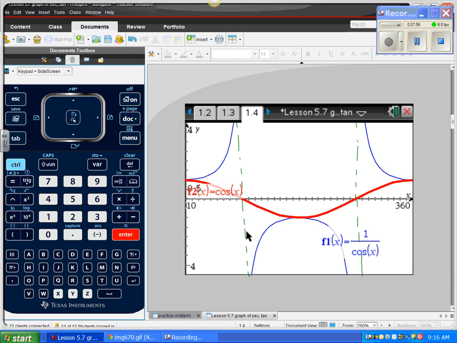So I want you to sketch this in using your colored pencil on your paper. You already have the red curve. You already have cosine. You're going to sketch in the blue, which is secant. Doesn't touch the asymptote? No, it never ever touches the asymptote. It gets arbitrarily closer, closer and closer, but never actually touches it.